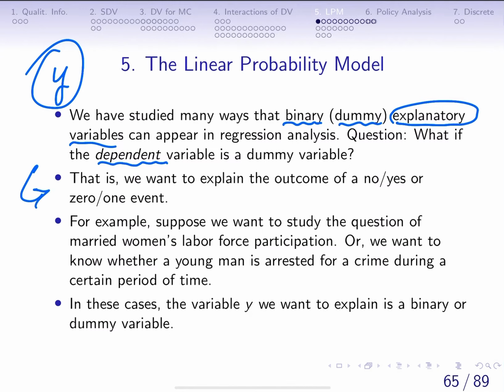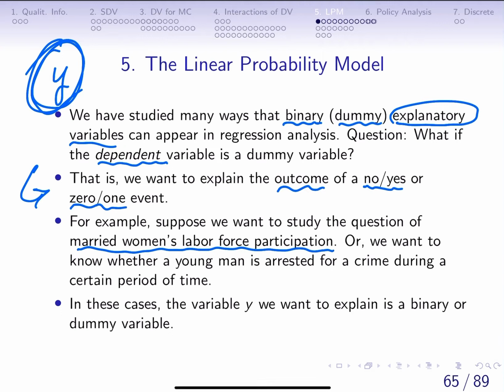So there could be instances where we want to explain the outcome, whether it's a yes or a no, or a 0 or a 1 event, based on certain explanatory variables, whether those explanatory variables are dummies or quantitative variables that we're comfortable with. So examples could include, if you're thinking about our dependent variable being dummy, we could be interested in studying the question of a married woman's labor force participation. So whether married women participate in the labor force or not. Okay, so 1 for participation, yes, 0 for not or no.